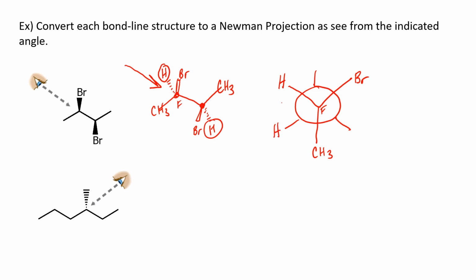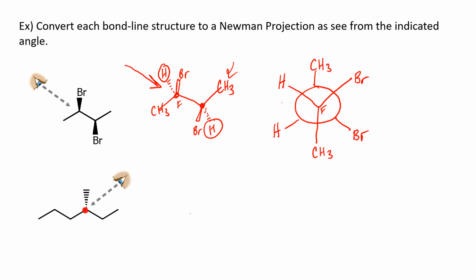And if the hydrogen was on the left in the back, then that bromine must be on the right. And what's sticking up is that CH3. So we just converted our first bond line to a Newman. Now the second one is a little bit more complex.